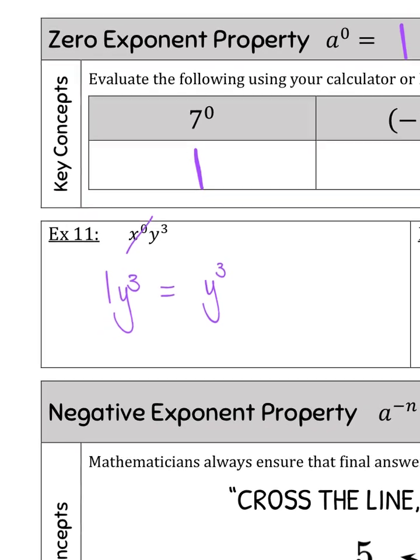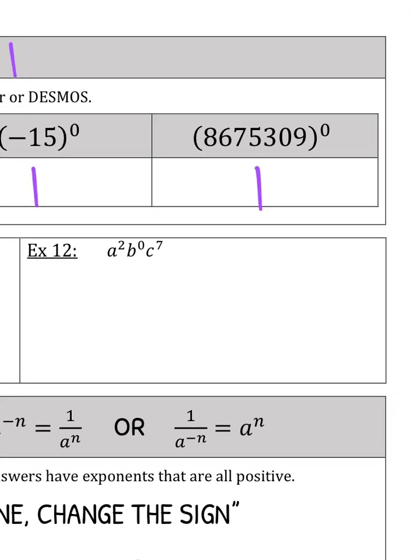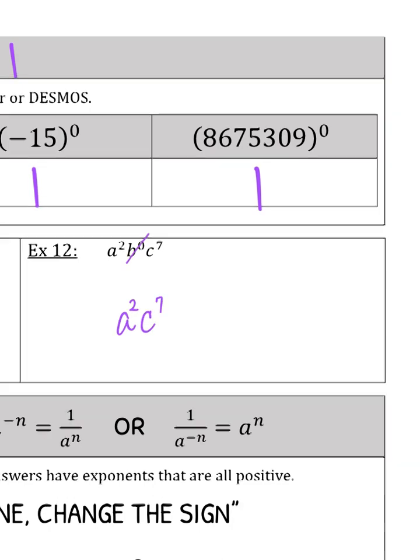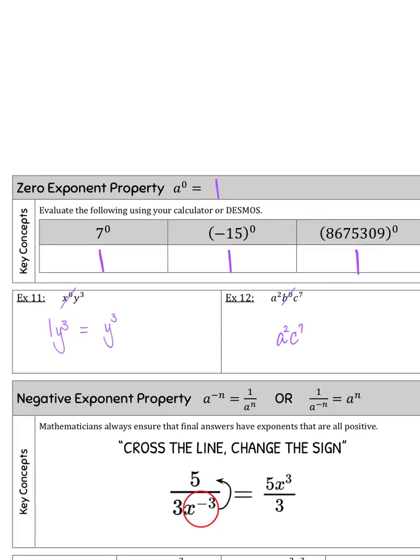So let's do that when we look at example 12. We have a to the second power times b to the 0 power times c to the 7th power. I'm going to mark out my b to the 0 power because I know it equals 1, and then I'm going to rewrite everything else as my final answer. So I have a to the second power times c to the 7th power. And that is all you have to do for your zero exponent property.